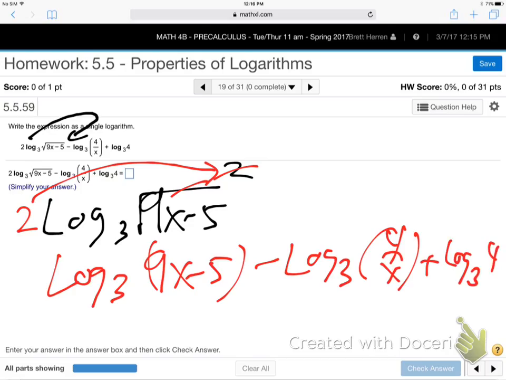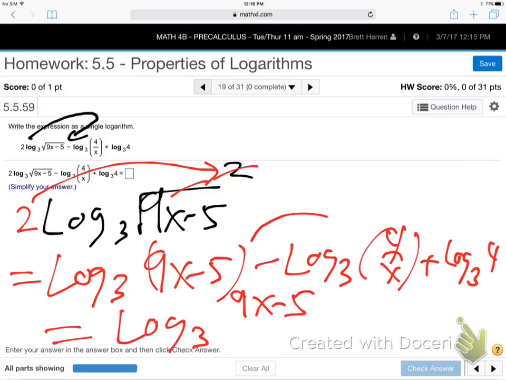Okay, now, what do we do with the other part? Well. It's going to become log base 3, 9x minus 5. Now, the log in the middle, this one, is subtracted. Subtracted. What does that mean? It's going to flip it. Do you realize that?